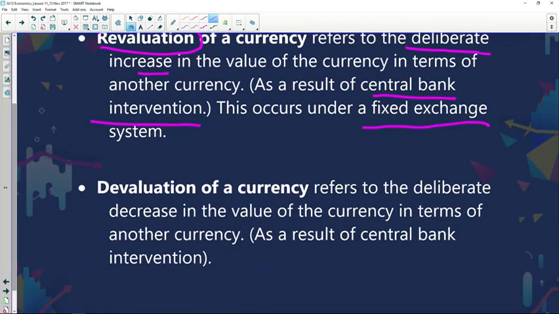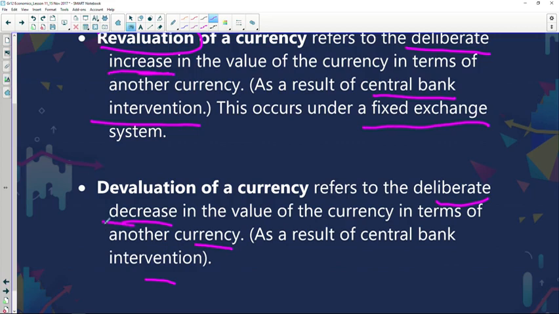So what is the devaluation of a currency? A devaluation of a currency refers to the deliberate decrease in the value of the currency in terms of another currency as a result of central bank intervention. So devaluation is the opposite of revaluation, because with revaluation you have an increase and with devaluation you have a decrease.